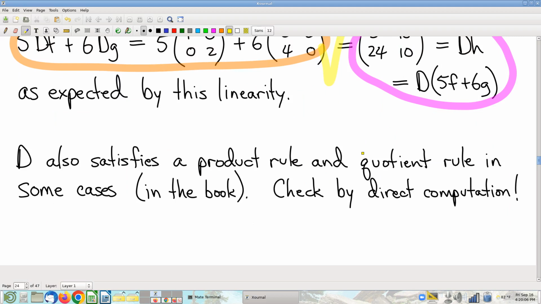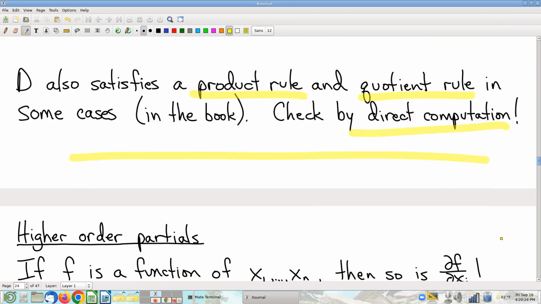Okay, super quick. There are various forms of product rules and quotient rules. Y'all can look in the book for these. It's pretty straightforward, and they're direct computations to confirm that they work. So give those a look, make sure that you're aware of them, and we'll draw the line right here for today, and we'll pick up with higher order partials on Monday.